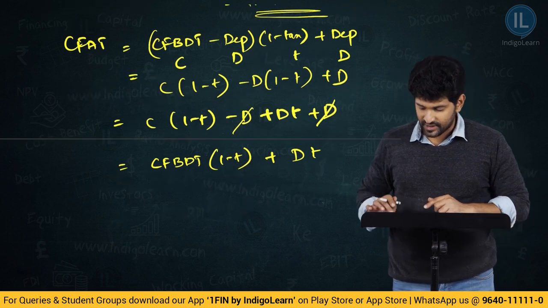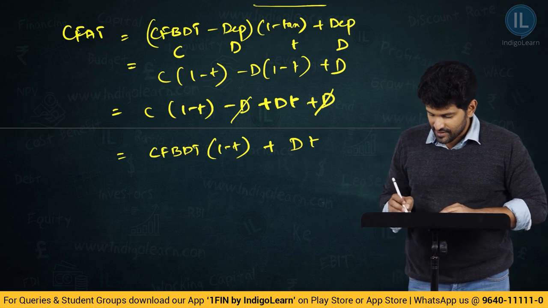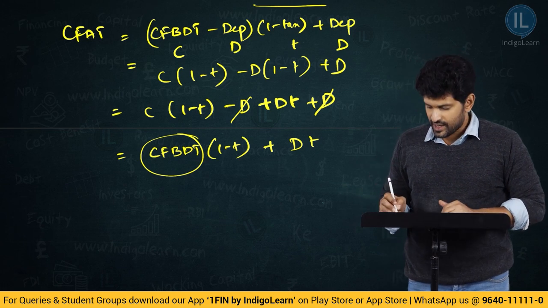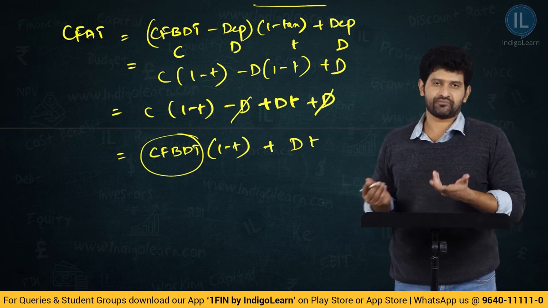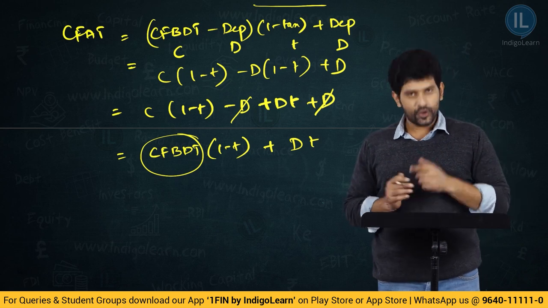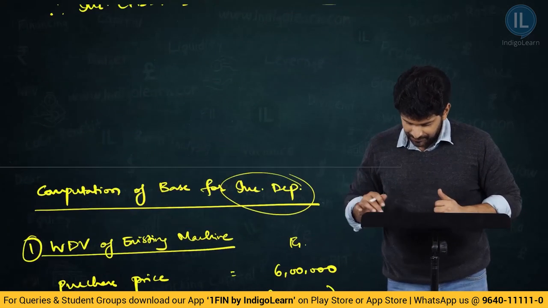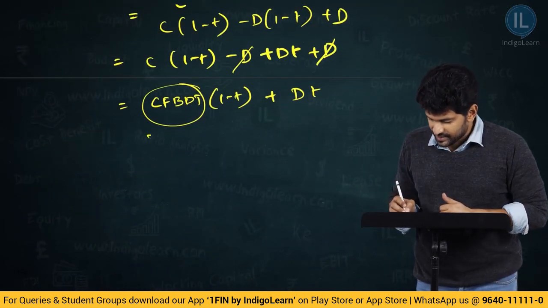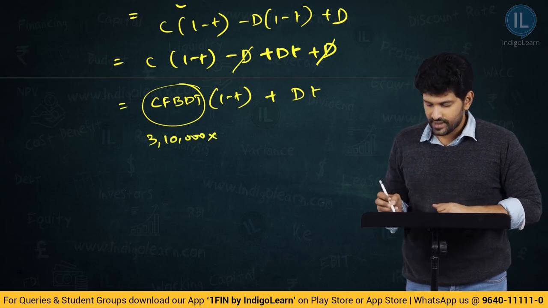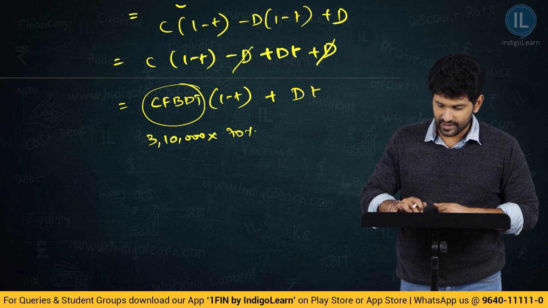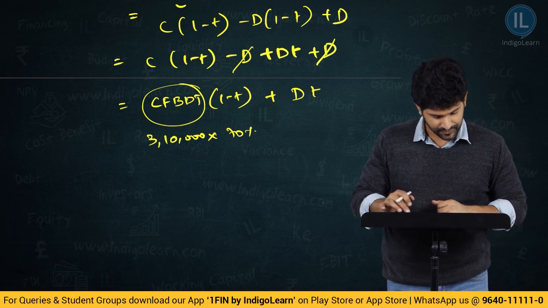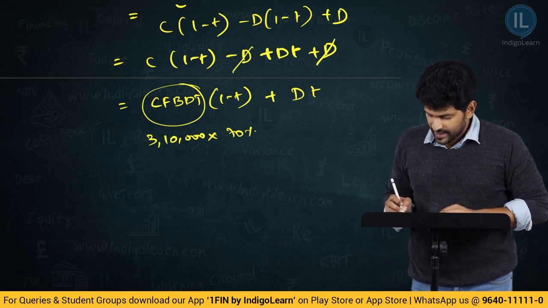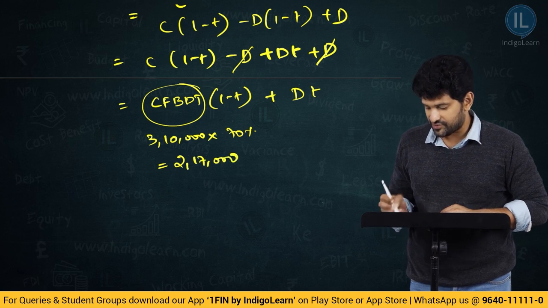Now, why am I choosing this method for the table is because, friends, we know this number is constant. Just add incremental for each of them. Now, tax rate is given to be how much? 30%. So, this into 70% will give us the answer. Do we know what is CFBDT? Yes, we already computed that. 3,10,000 into 70%. What is tax rate? Yes, 30%. That gives 2,17,000. This number is fixed for us.